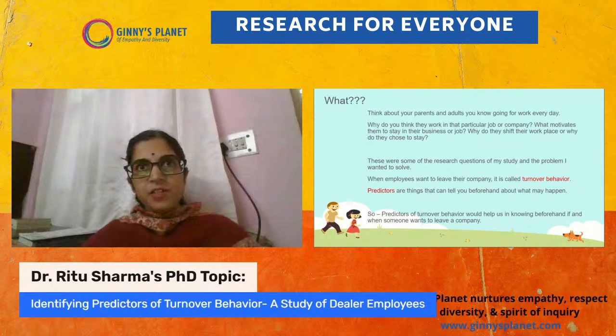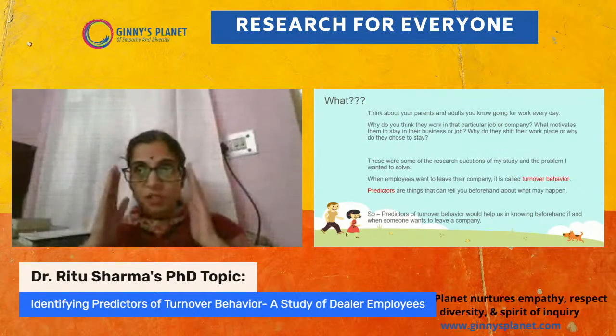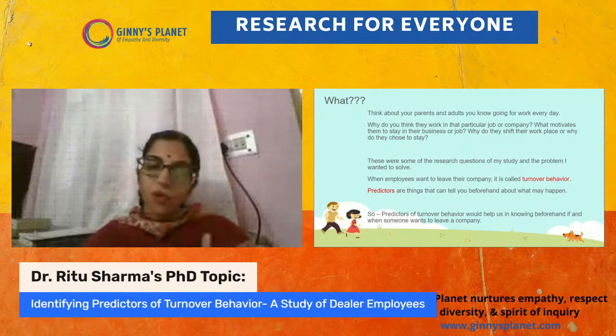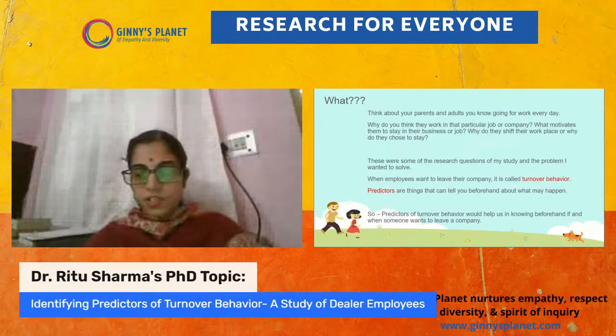And why is this important? This is very important for companies because a lot of money is invested in training these employees, in giving them salaries, in other benefits. You know how for your parents also, for adults, they have so many incentives. So the company invests a lot. It would be very nice for companies to know which employees are leaving and which want to stay to manage their budget. So this was the PhD topic.